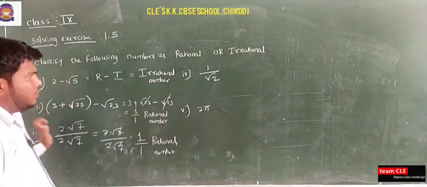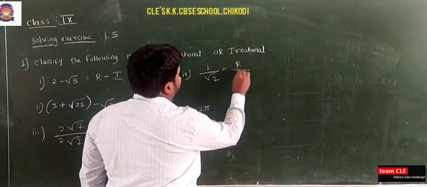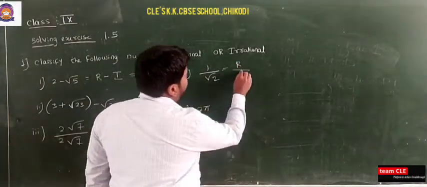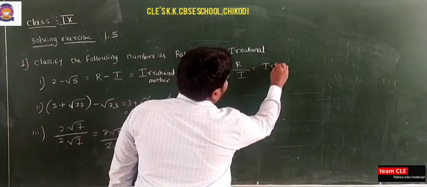Next comes 1 divided by root 2. 1 is a rational number and root 2 is an irrational number. So a rational number divided by an irrational number is always an irrational number.